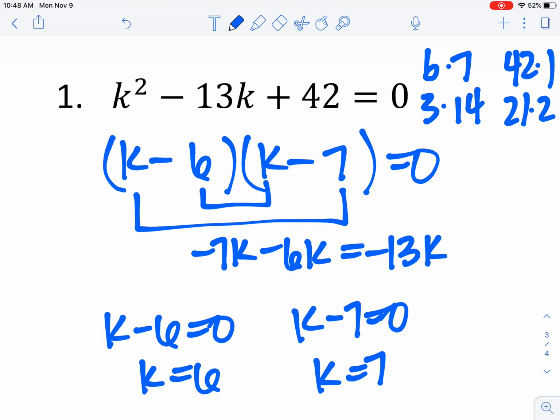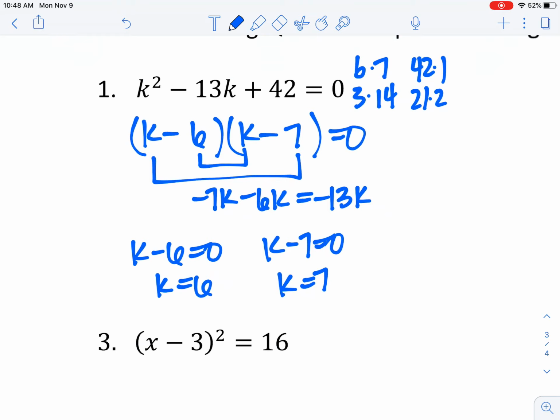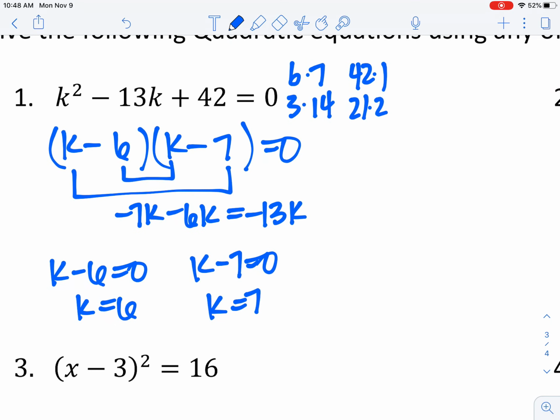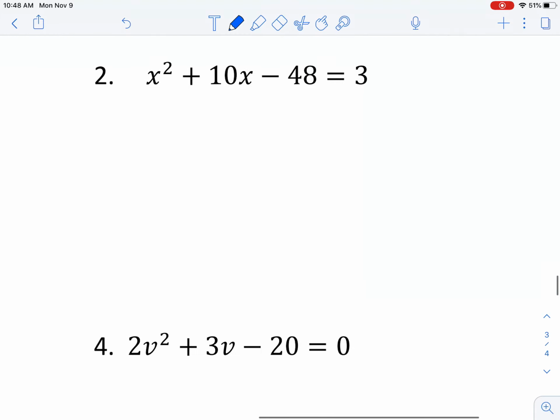You don't like to factor or you struggle to find the numbers, then just use quadratic formula. Okay, as long as you trust yourself to use it right, you should still get 6 and 7. Same with completing the square. If you'd rather do that, this one will get tricky because 13 doesn't divide by 2 evenly, so you'll get some decimals. But in the end, you should still get 6 and 7.